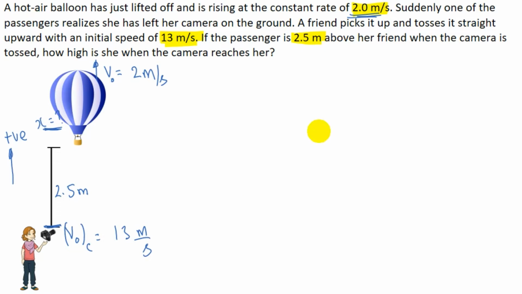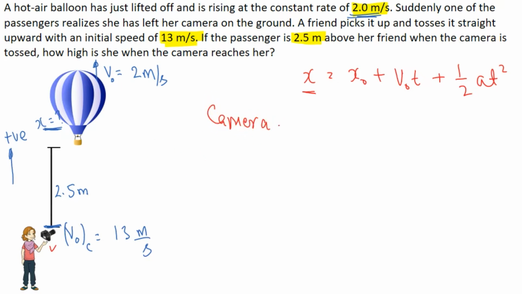I'll be using this equation because the acceleration is constant for the camera, and for the balloon the acceleration is 0, since it is moving at a constant velocity. So in both cases we can use this equation: x equals x naught plus v naught t plus half a t square, where x is the final position, x naught is the initial position, v naught is the initial velocity, t is the time at a given position, and a is acceleration. I will use this equation for the camera first.